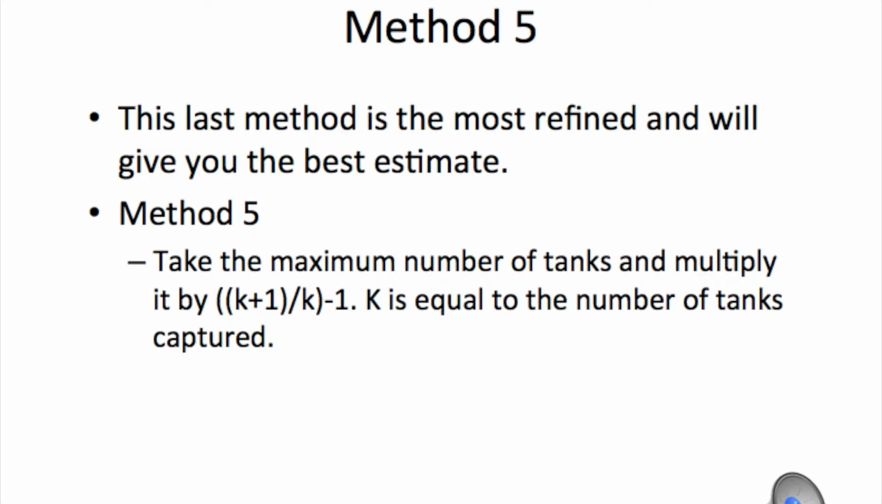Method 5 is the last method and is the most refined and will give you the best estimate. Method 5 involves taking the maximum number of tanks and multiplying it by (k+1)/k, then subtracting 1, where k is equal to the number of tanks that you have captured.